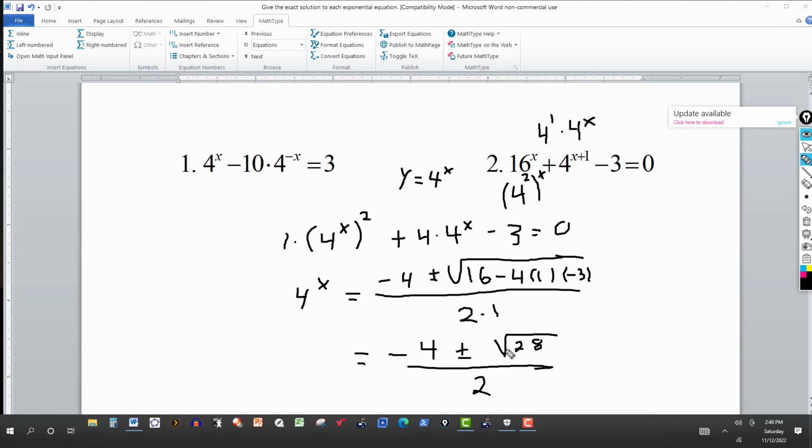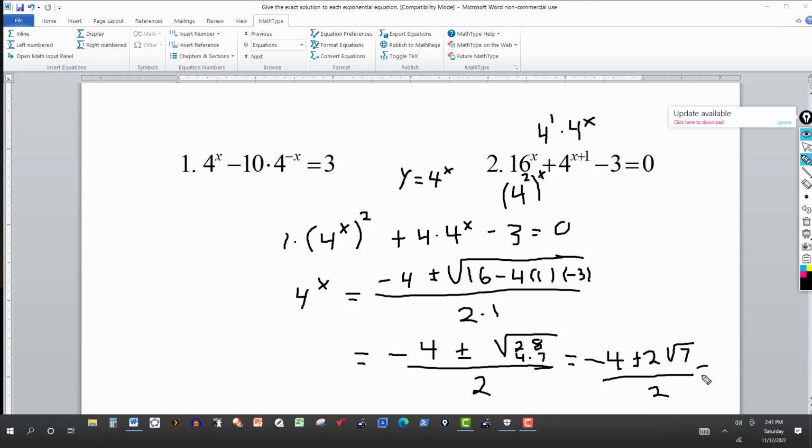And then we have to simplify this. So 28 is 4 times 7. So we can take the square root of 4. That'll become a 2 outside the radical. The 7 would stay. So let's rewrite this as minus 4 plus or minus the square root of 4, which is 2, that comes out of here, and then the 7 stays under the radical. Square root of 7 over 2.